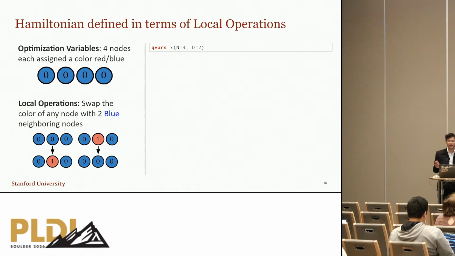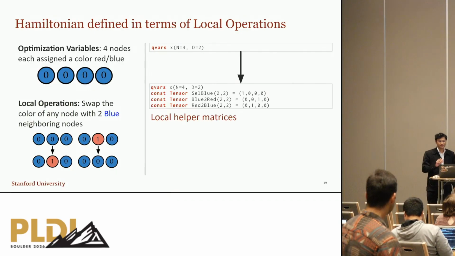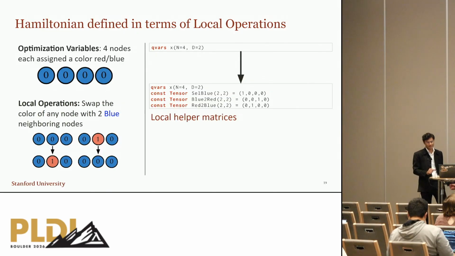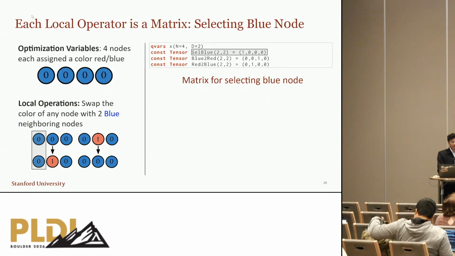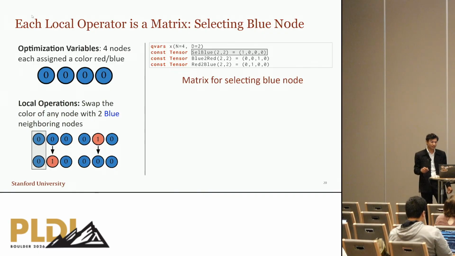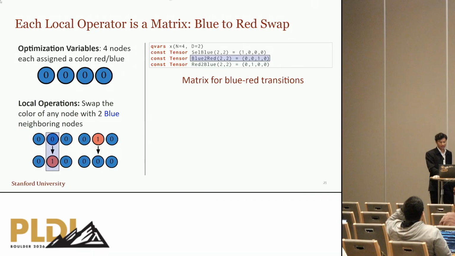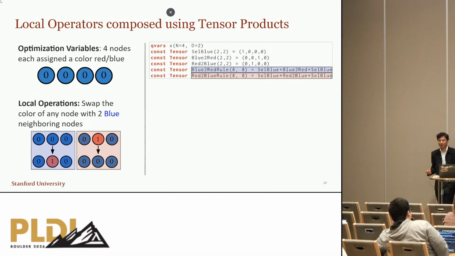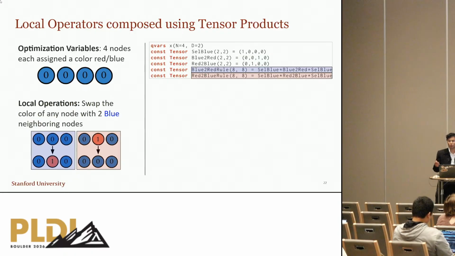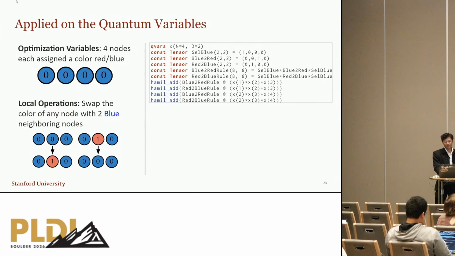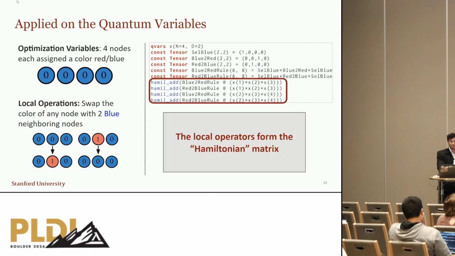The Hamiltonian for such problems is often defined piecewise, in broken up pieces that apply local operations. In this case, it will apply an operation that will flip the color of a node if it has 2 blue neighbors. I'll first define some helper matrices that will help us describe this exact operation. You have a matrix that allows you to select your neighbor being blue or in state 0. You have one to encode the blue to red transition, and so on. You can compose them together by doing tensor products to form the overall local transition operation, and then apply them to variables 1 to 3 and 2 to 4 separately, implementing the overall Hamiltonian of the system right here.